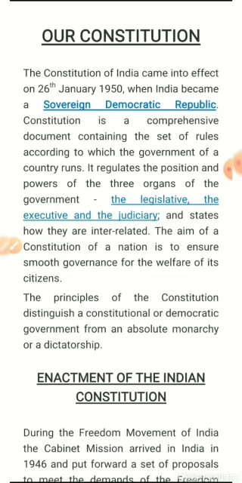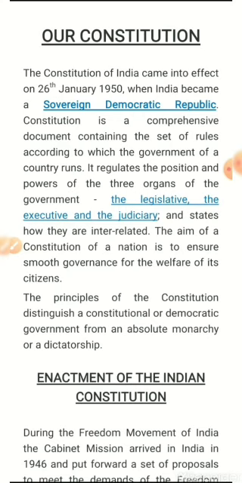What is constitution? A constitution is a comprehensive document containing the set of rules according to which the government of a country run. Now, what are the importance of the constitution? First of all, and the major importance is, it regulates the position and power of the three organs of government, that are the legislative, the executive and the judiciary.